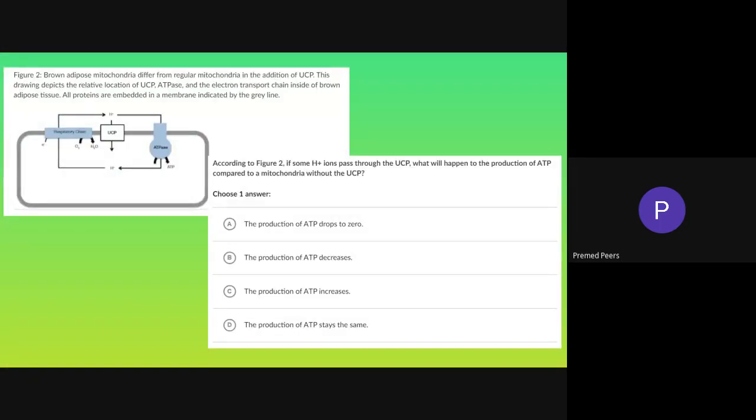Okay, so this passage was over brown adipose tissue, and the first question was asking about figure 2. If some hydrogen ions pass through the UCP, which is the uncoupling protein, what will happen to the production of ATP compared to a mitochondria without the UCP? So for this question, the thought process is fairly straightforward. You kind of have to look at the diagram, see what's happening. And hopefully all of you noticed that hydrogen ions are kind of being siphoned away from the ATPase, and they're going through this uncoupling protein. And so if less hydrogen ions are going through the ATPase, that means it's going to generate less ATP. Does that make sense to everyone? Any questions over that?